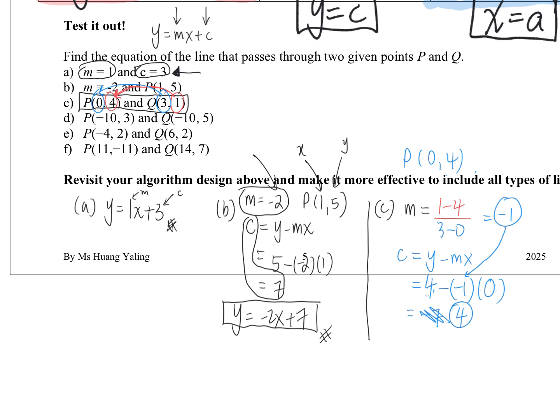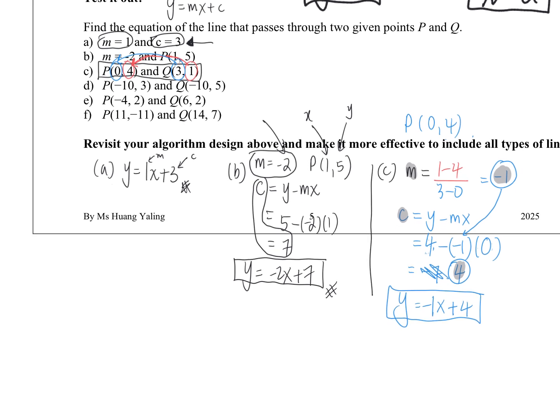I have my gradient and my y-intercept. This is my gradient. This is my y-intercept. So what is my y equals to mx plus c? Y equals to minus 1x plus 4. Okay, so the moment you get the gradient and y-intercept, you can find the equation. Let's try D now.